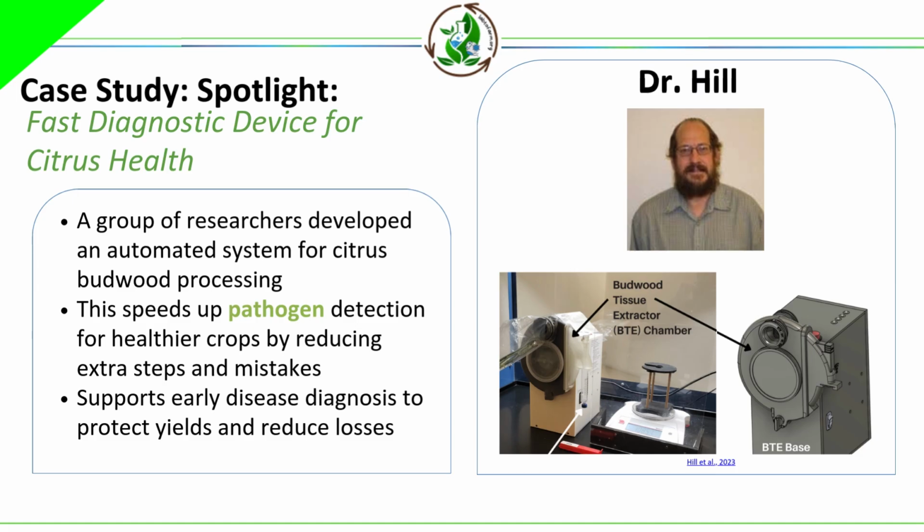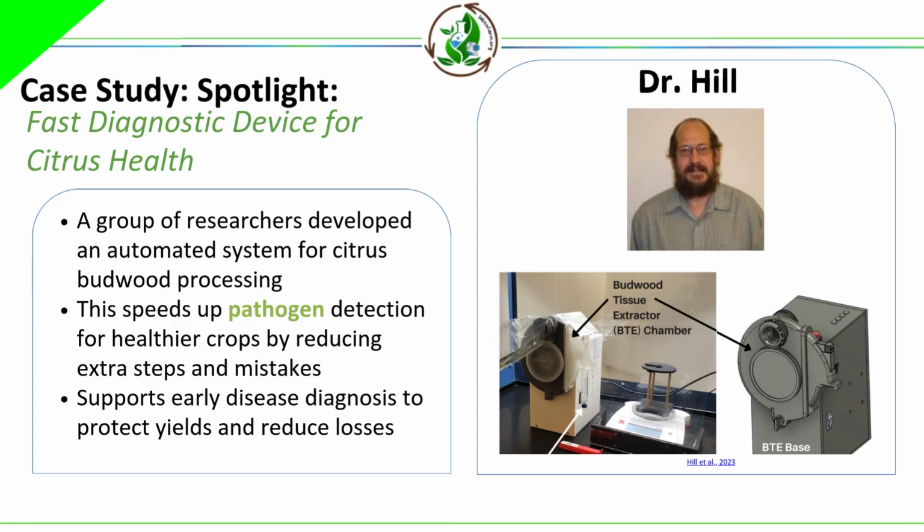What if diagnosing plant diseases could be fast, accurate, and automated before the damage is even visible to the eye? This spotlight on Dr. Douglas Hill's work shows how that idea is becoming real in citrus. Dr. Hill and his team at Technology Evolving Solutions have developed an automated system for preparing and testing citrus budwood, commonly used for orchard propagations. Traditionally, prepping and processing these samples is one of the biggest time drains in citrus diagnostics.